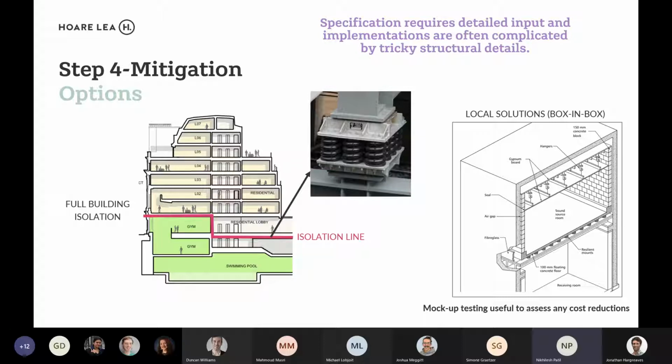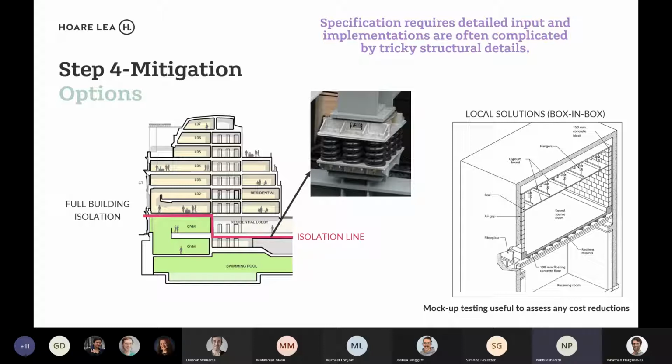You would have box in box in every sort of apartment or residential area, and depending on what the project demands, or whether you have the provisions cost-wise or space-wise, either one of those would be used, or a combination of those would be used. In this case, we had residential levels up top from the ground floor up. So we put an isolation line below those residential levels, and on the basement levels, we did a box in box. So it was a nice combination of box in box as well as a full building isolation.